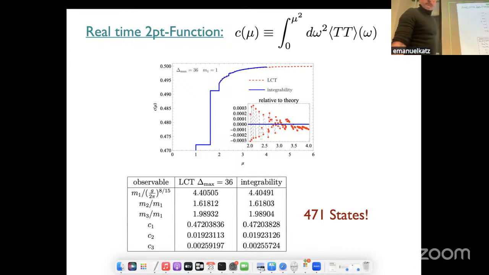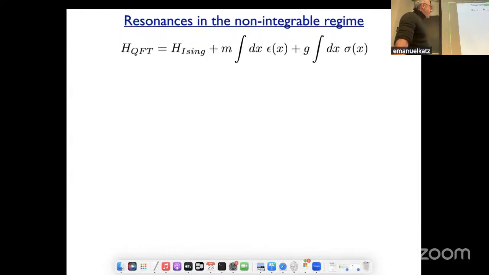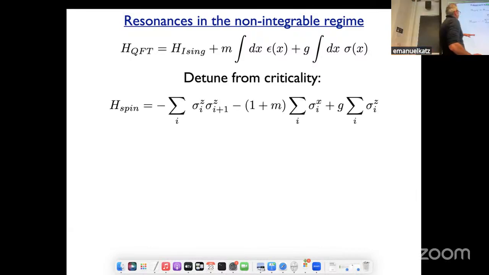Okay, so now that we've got the great vindication of agreeing with us, we will venture into uncharted territories. So now I'm going to show you the results for a theory which is not integrable, but again, a theory that is very appealing from the perspective of condensed matter. Indeed, it's essentially the same type of chain, but instead of just having this parameter here, I'm detuning from criticality.